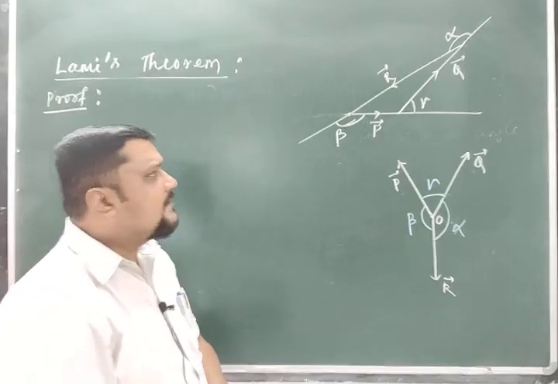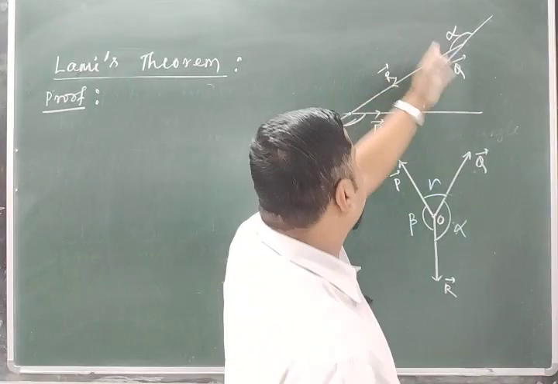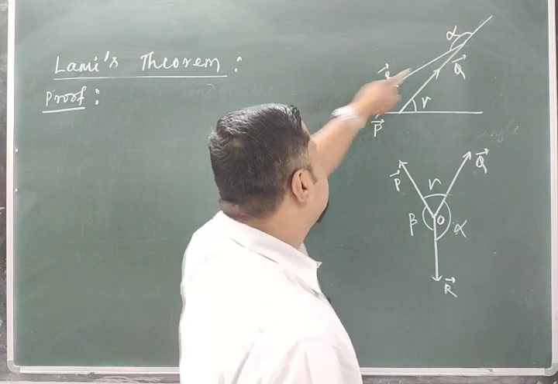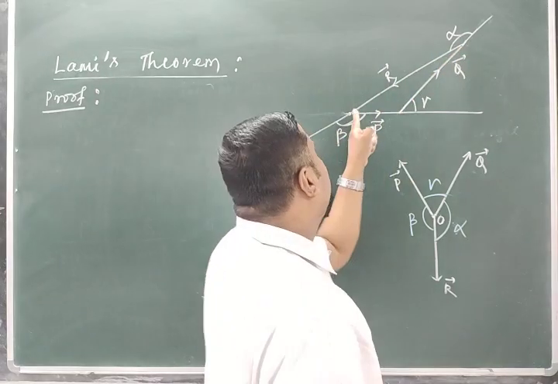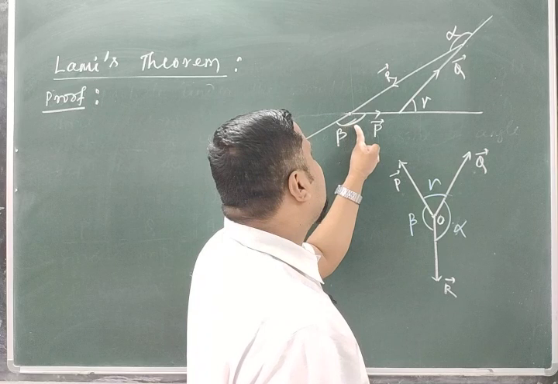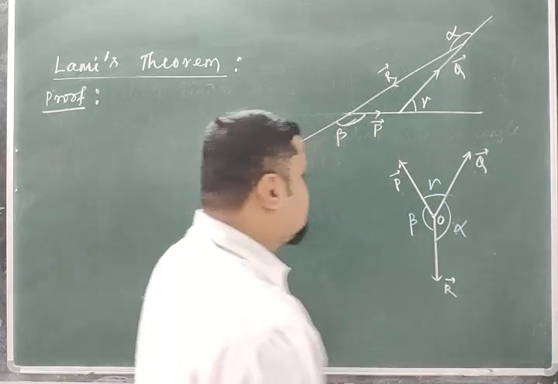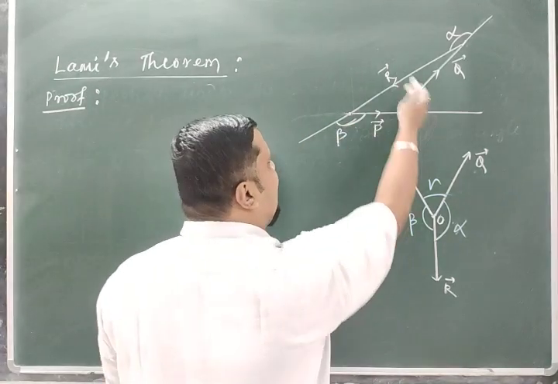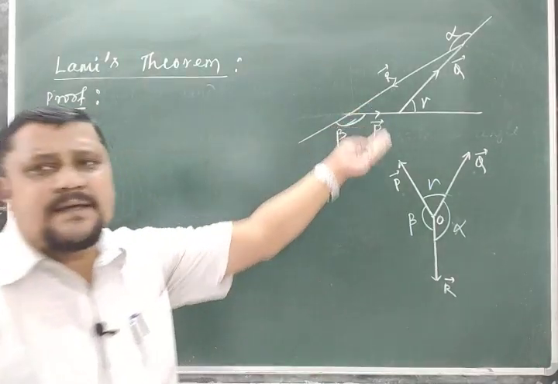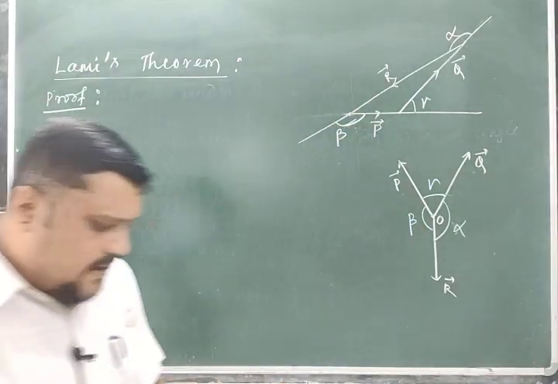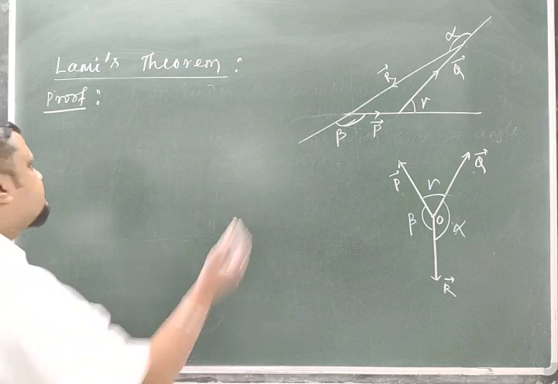How are you getting this angle? By parallel shifting. If you shift R here, the tail of R will meet with the tail of P. So this is the angle between P and R, tail to tail, that is beta. So alpha, beta, gamma. This is also the same form of Lami's theorem. Now we prove this one.